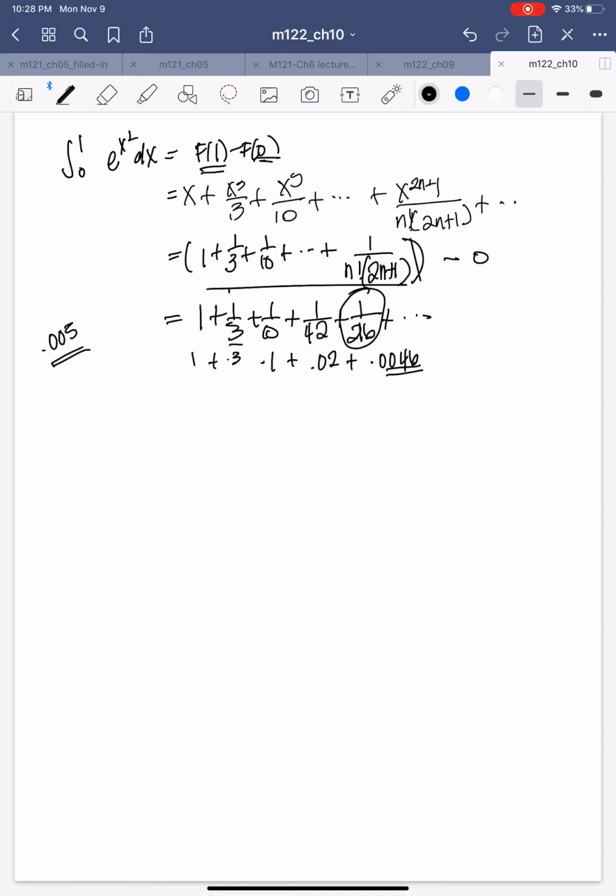So we just need the first 4 terms of the Taylor polynomial. Since the value 1 over 216 is about 0.0046, which is less than 0.005, that's what we want. We need the Taylor polynomial of the first 4 terms. We just need to consider the 4th term. So we just add them up.